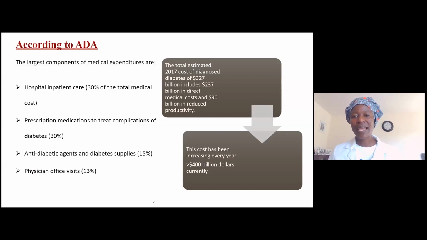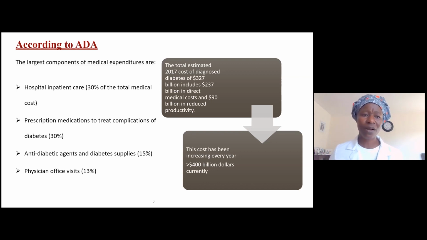According to the ADA, back in 2017, the cost of diabetes was up to $327 billion, $237 billion in direct medical costs, and $90 billion in reduced productivity. This cost has been increasing every year, and currently it's more than $400 billion.